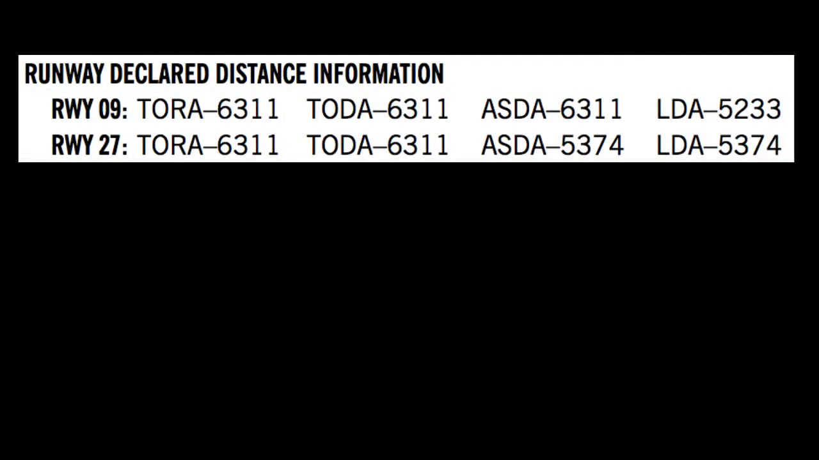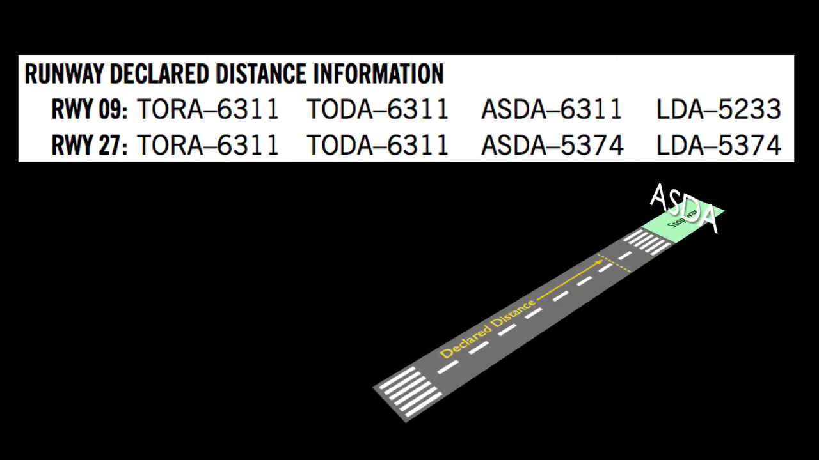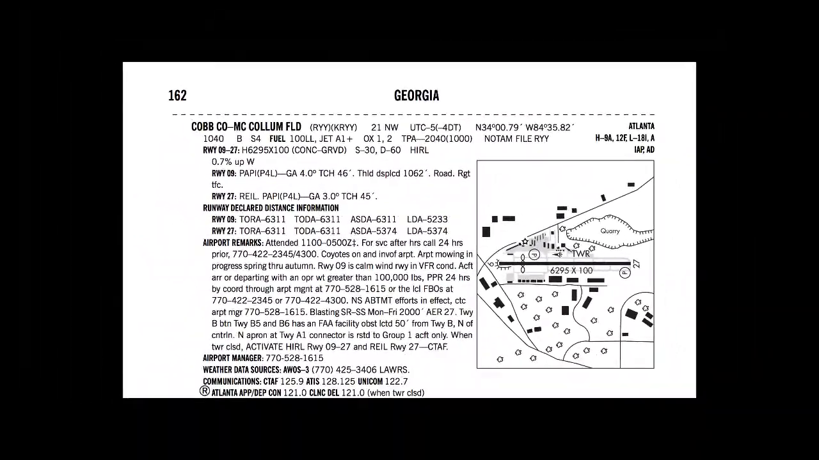Declared distances introduce a handful of operational considerations you need to be aware of. First and most importantly, declared distances can shorten the amount of runway available for takeoff planning. Second, declared distance information is only published in the airport facility directory and NOTAMs.